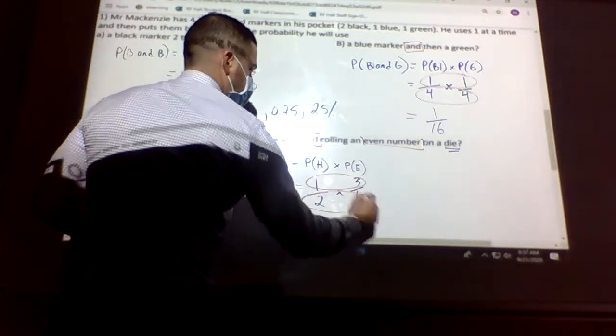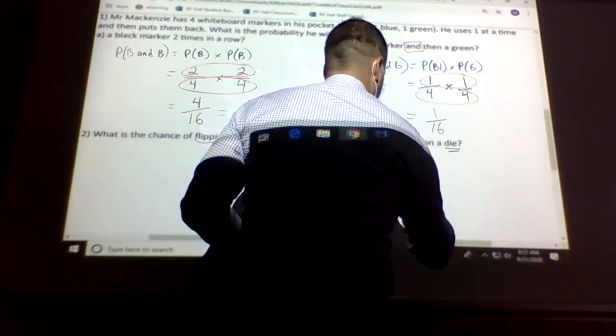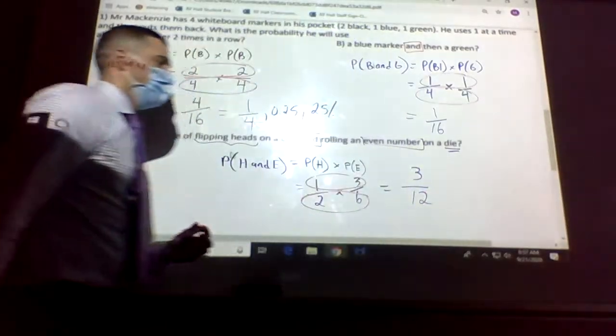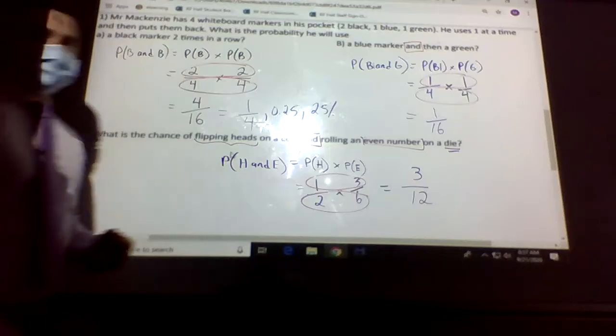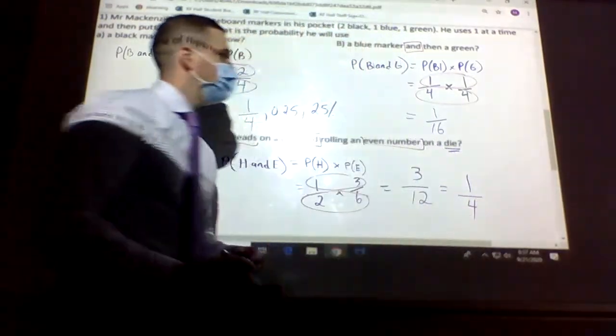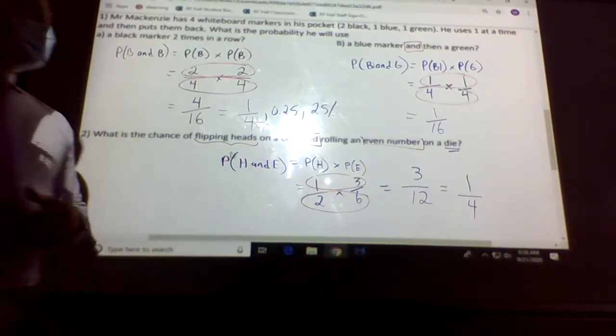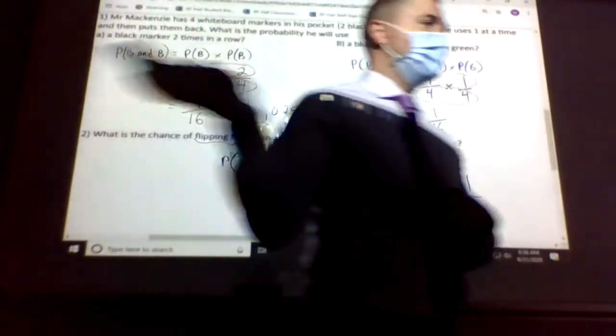So 1 times 3 and 2 times 6 gives you 3/12, which is 1/4. Again, these are independent events because one does not affect the other.